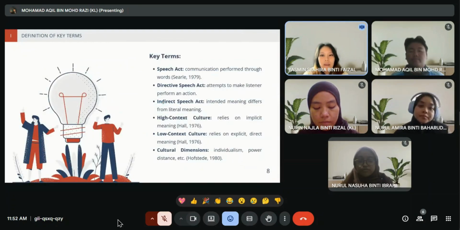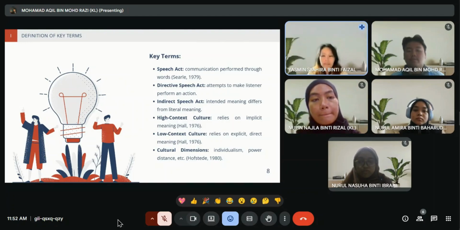Lastly, here are the key terms we use. We have speech acts, directive acts, indirect speech acts, high context versus low context communication, and Hofstede's cultural dimensions. These terms help guide our analysis and understanding.